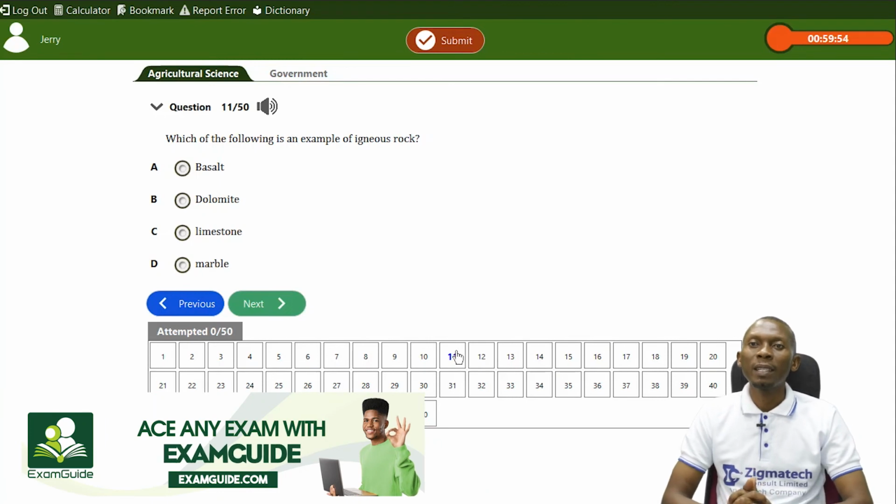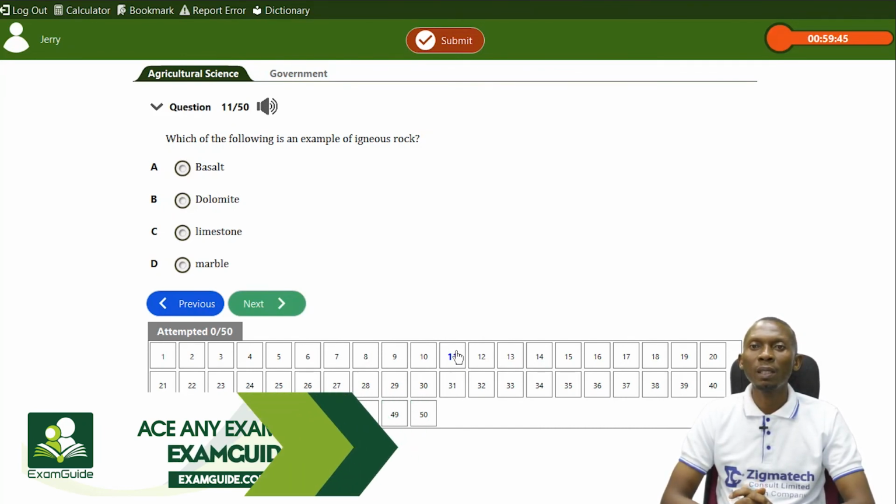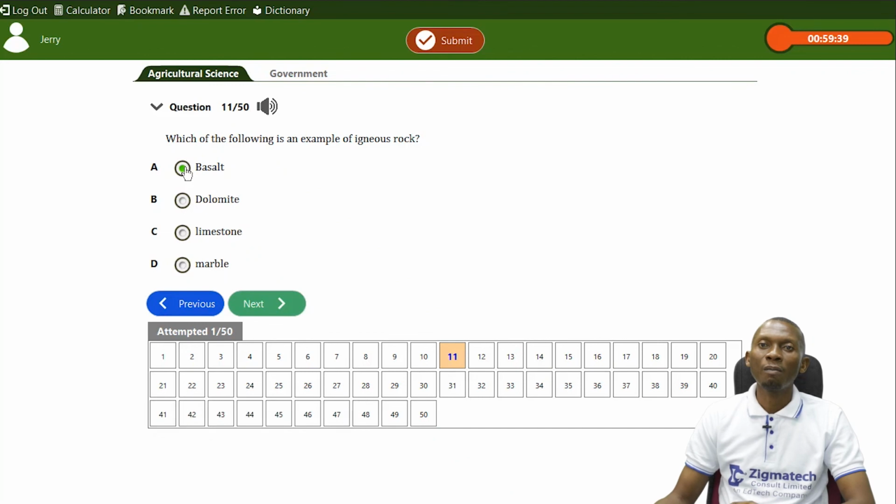Which of the following is an example of an igneous rock? A, basalt, B, dolomite, C, limestone, D, marble. The answer is basalt. Basalt is an extrusively formed igneous rock. Dolomite is sedimentary, limestone is sedimentary, marble is a metamorphic rock. So the answer is A, basalt.